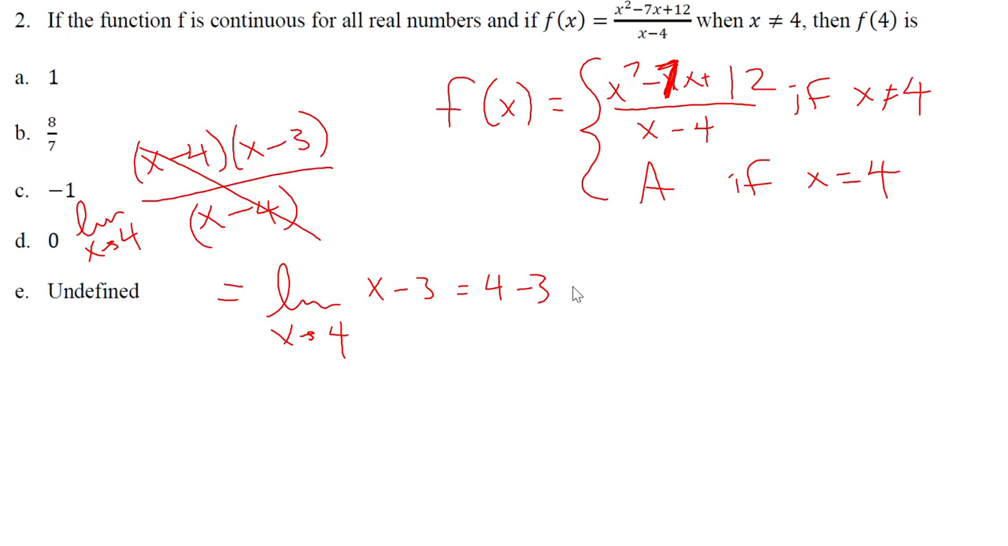of course, 1. Right? So in order for a function to be continuous, there's three criteria that have to be met. One is that the function has to exist.